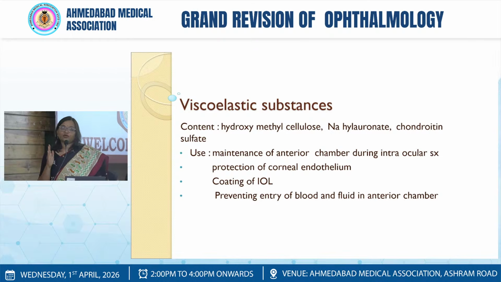Whenever we are doing any cataract surgery, keratoplasty or any intraocular surgery, once we make an incision on the cornea, the aqueous will leak because it is a very liquid structure. So we have to replace the aqueous, otherwise we will damage the corneal endothelium, lens, posterior capsule or other major structures. These viscoelastic substances are thick in viscosity, so they coat the endothelium and prevent injuries. They can also be used to coat the IOL while implanting it, and they prevent entry of blood and other fluid into the anterior chamber.